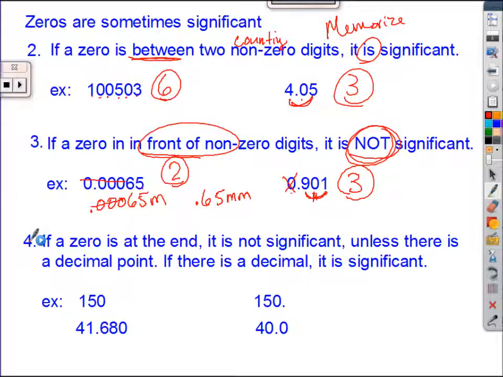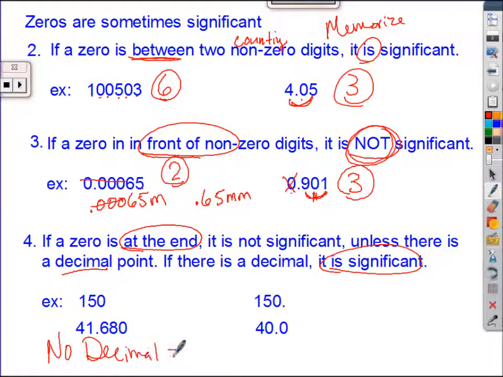Okay, fourth rule. If it is at the end, it depends if there is a decimal, because if there's a decimal, it is significant. No decimal, it is not. So no decimal equals not significant. Okay, examples. The first one, 150, there's no decimal here, which means this one doesn't count. So the 150, this one is not significant. You have two significant digits.